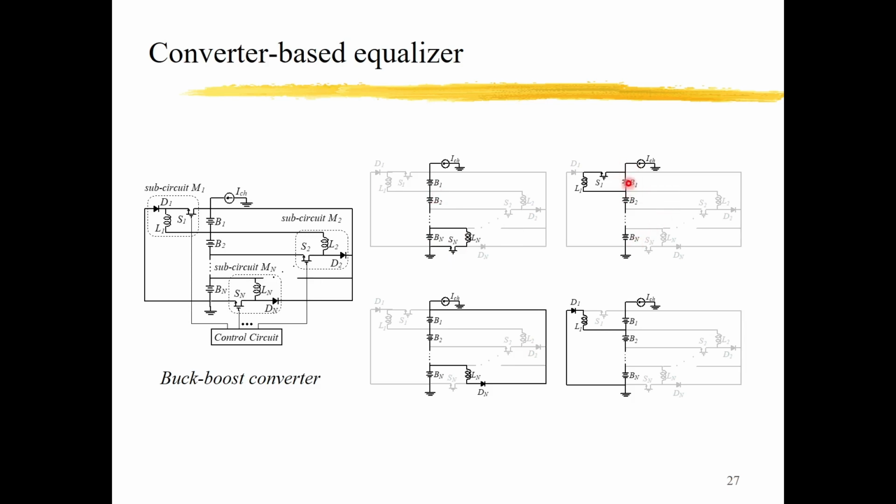Okay, every cell can be transferred to its upper batteries, but B1 is the uppermost battery. It cannot be transferred to its upper batteries. So the mechanism will be different here. For B1, if B1 has the highest SOC, then we will turn on S1. So it will charge here, and then if S1 is turned off, the current will flow in this loop. So for B1, it is different. For B1, it will transfer its energy to its downward batteries.